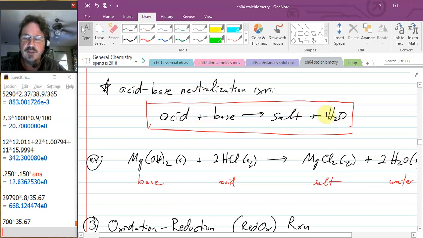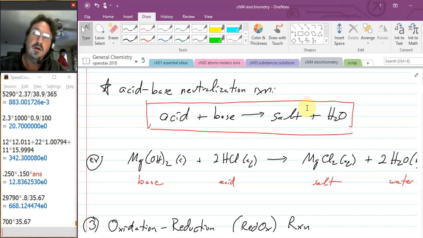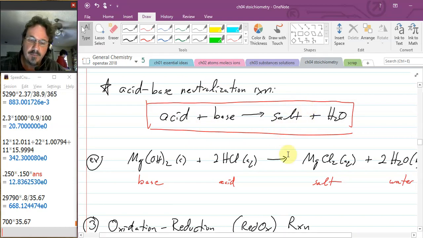Water, of course, I know is H2O. A salt is just another term for ionic compound, just like sodium chloride, table salt, made of the ions sodium and chloride. All right, so we get an ionic compound. Let's do an example here. Magnesium hydroxide. If I just dissolve that in water, I would get Mg2 plus and OH minus. It's a base.